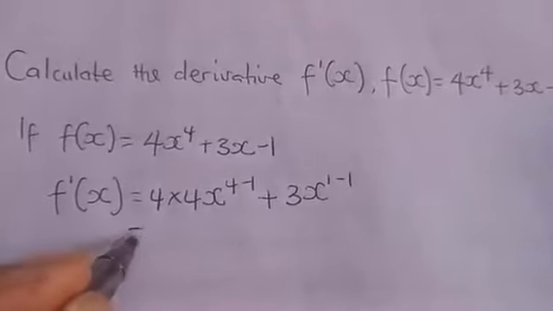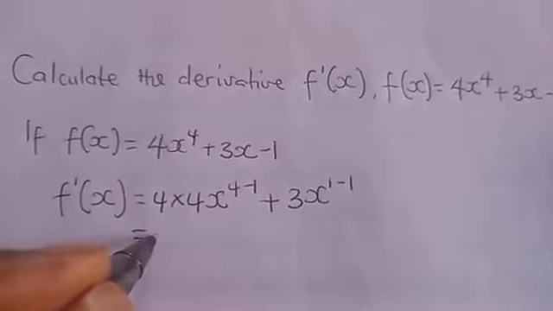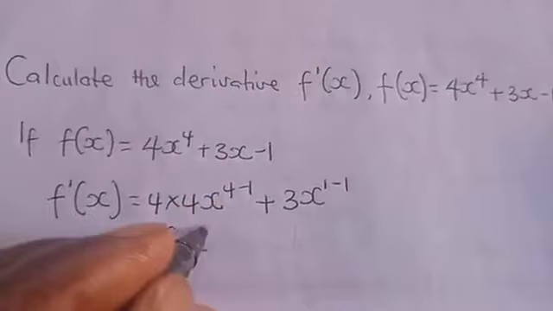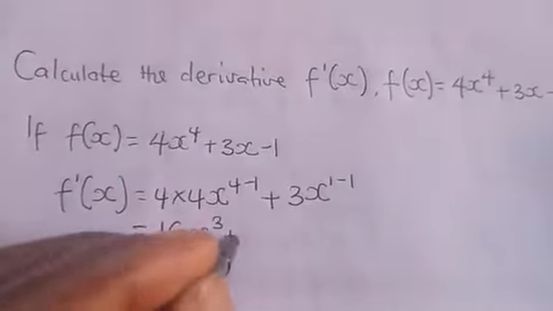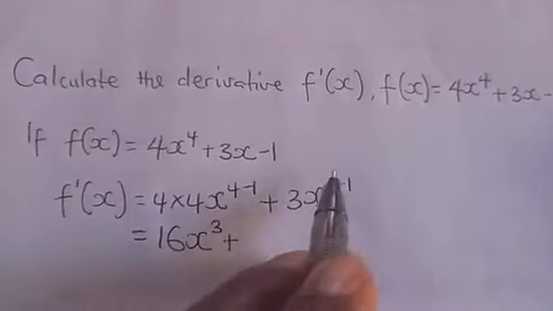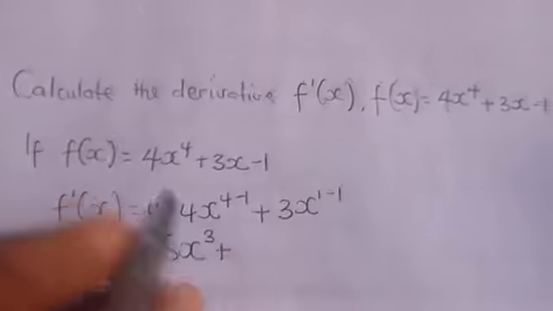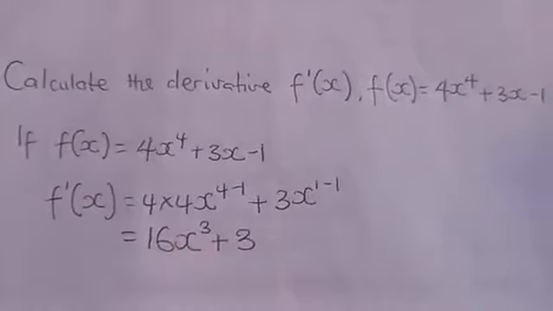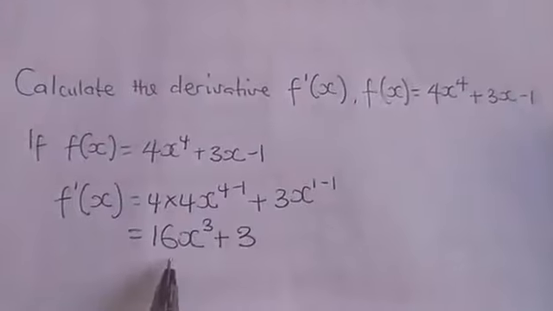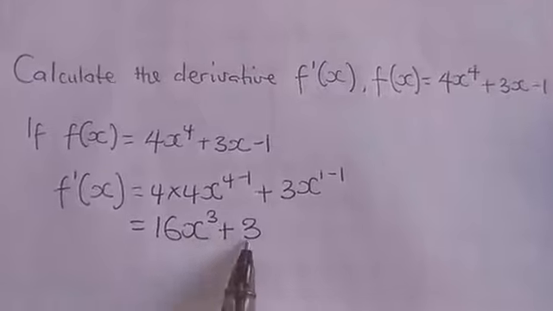So this is equal to 4 times 4, we have 16. We have 16x. 4 minus 1, we have 3. Plus 1 minus 1 here is 0. x raised to the power of 0 is 1. 1 times 3, we have 3. So the derivative of the function here is equal to 16x raised to the power 3 plus 3.